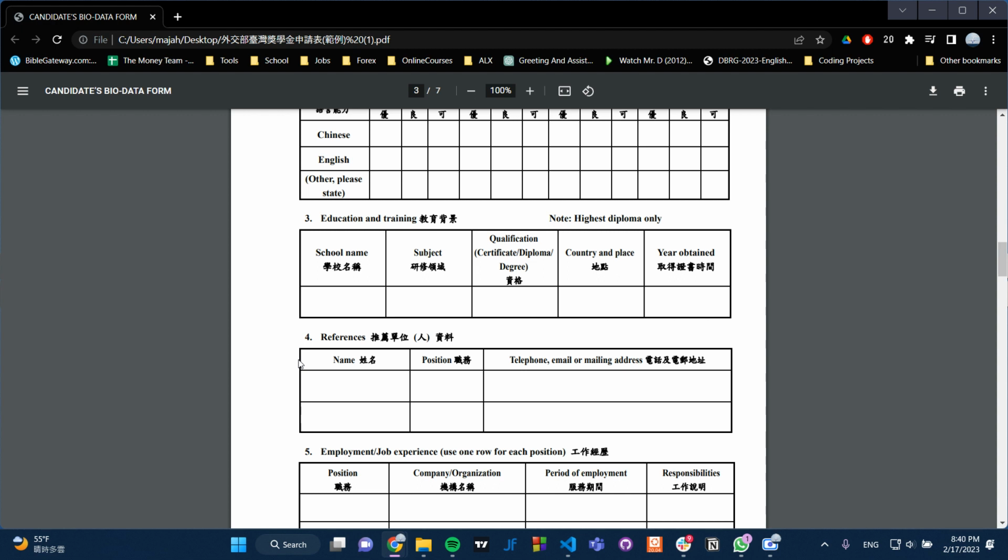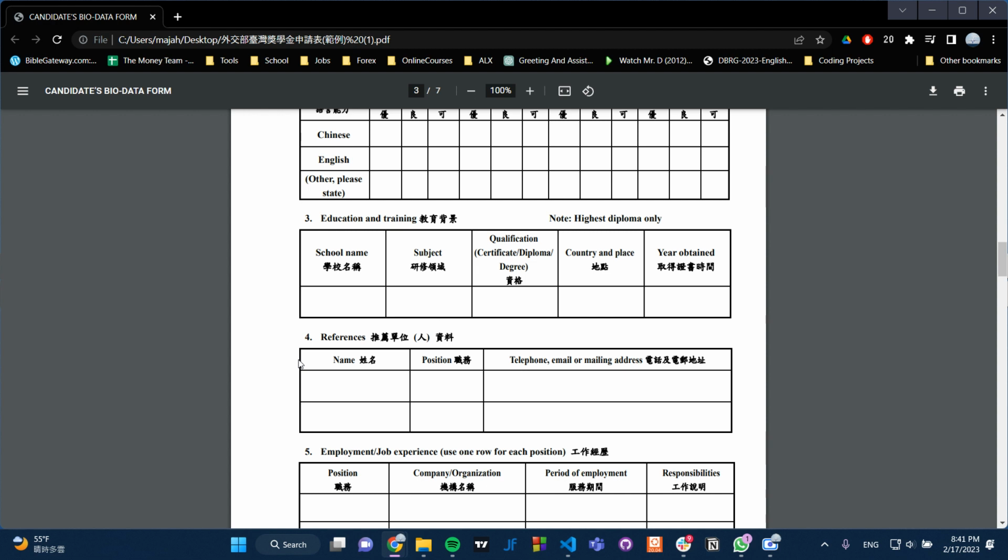So those people will have to use their high school diploma because they haven't yet graduated from college or university. But if you have graduated from college or university, you can use that as your highest diploma, right? So if you're doing your first year, second year, or third year, it means that you still have to use your high school because that is the highest diploma or certificate that you have ever obtained.